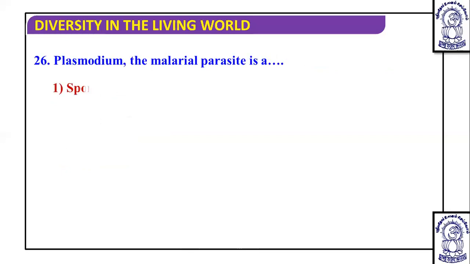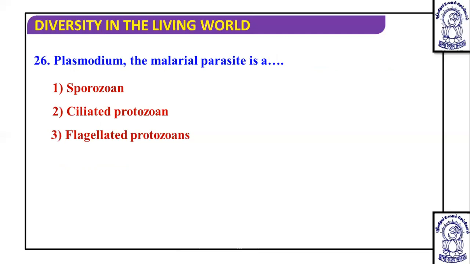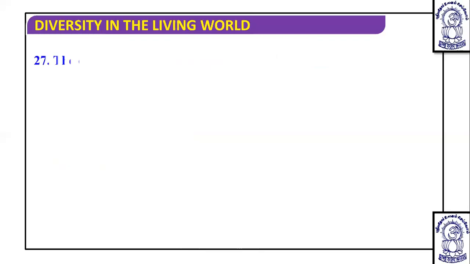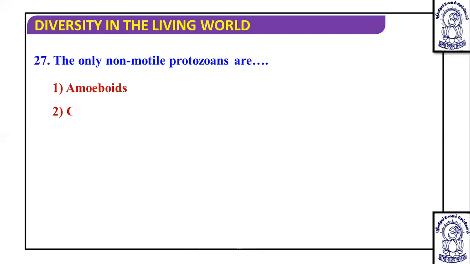Plasmodium, the malarial parasite, is a sporozoan. So you know that very well. It is a sporozoan and it is the most notorious malarial parasite. Then the only non-motile protozoans, if we talk, are nothing but sporozoans, because in sporozoans the locomotory organelle is absent.